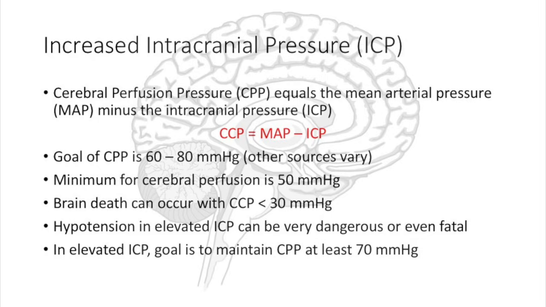Understand that hypotension, again, is not very good for the patient. If you have increased intracranial pressure and your cerebral perfusion pressure drops too low, then your brain is no longer being perfused, and that equals brain death. So when your ICP is elevated, you want your cerebral perfusion a little on the higher side. So the goal is at least 70, but you can do 60 to 70 to 80.